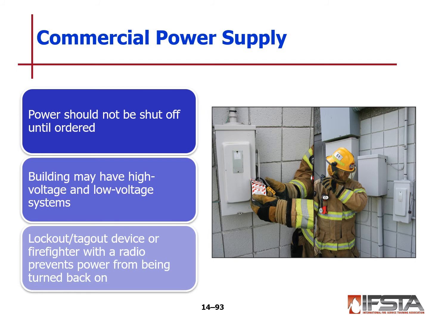With commercial power supply, the power should not be shut off until ordered to do so. The building may have high voltage and/or low voltage systems involved, depending on the equipment that they run. It could be HVAC equipment, it could be other equipment with processes, so we have to be careful about that. A lockout/tagout device, or leaving a firefighter with a radio, prevents the power from being turned back on inadvertently.